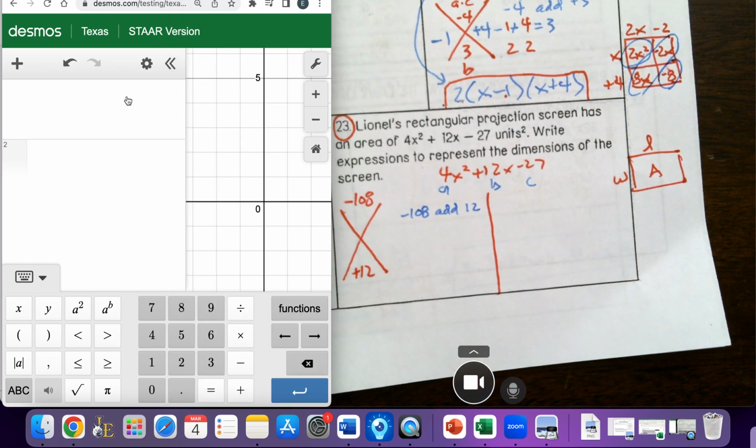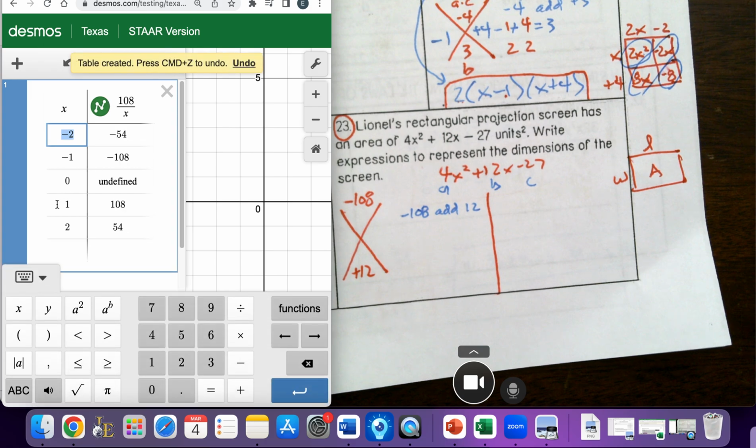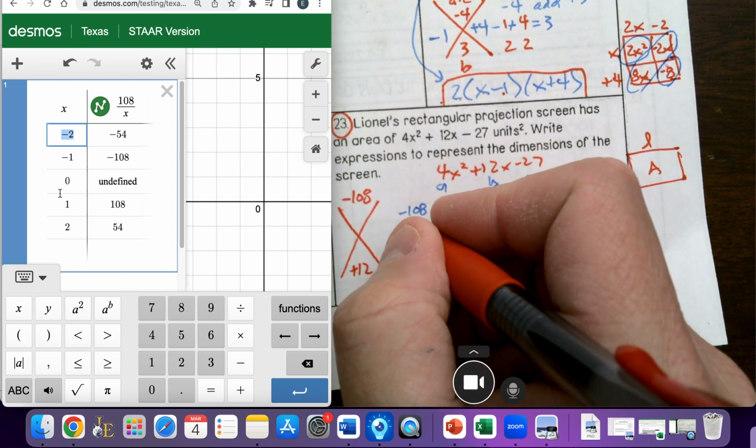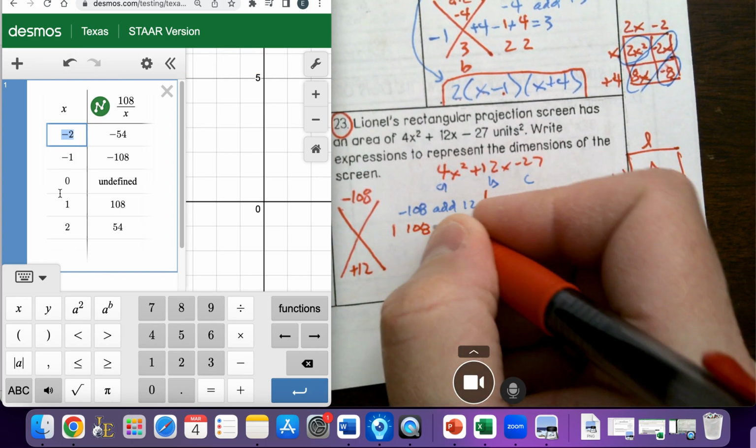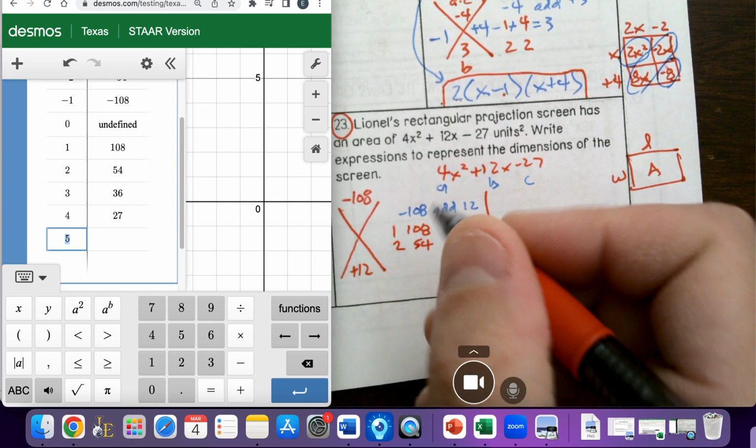So I'm going to just leave the negative out for now. I'm going to do 108 divided by X, and I'm going to hit the table. And we start here. We have two factors of 1 and 108. We also have 2 and 54. So those can multiply to get 108. And I'm going to hit enter a couple times here.